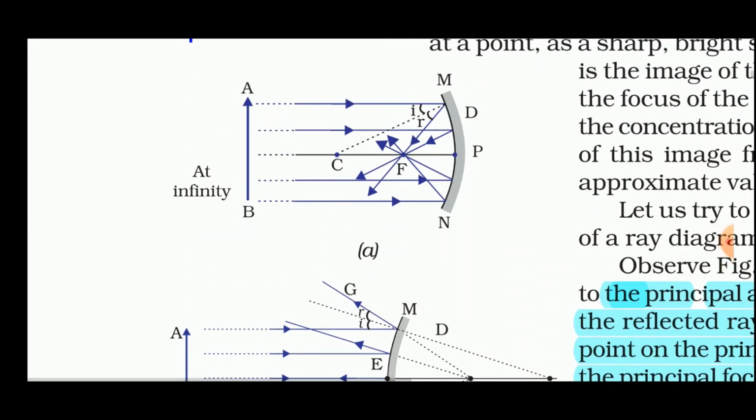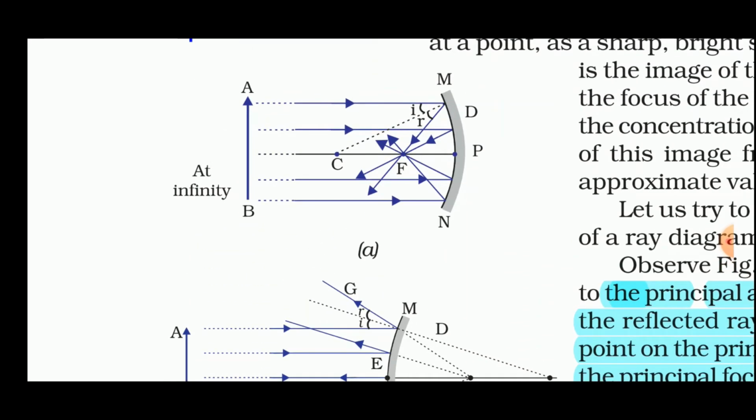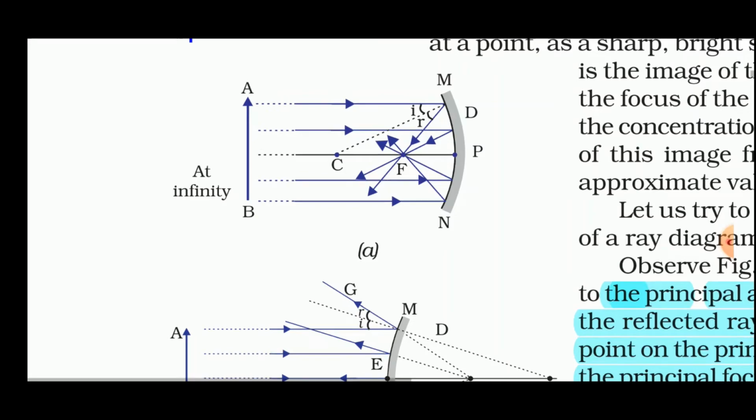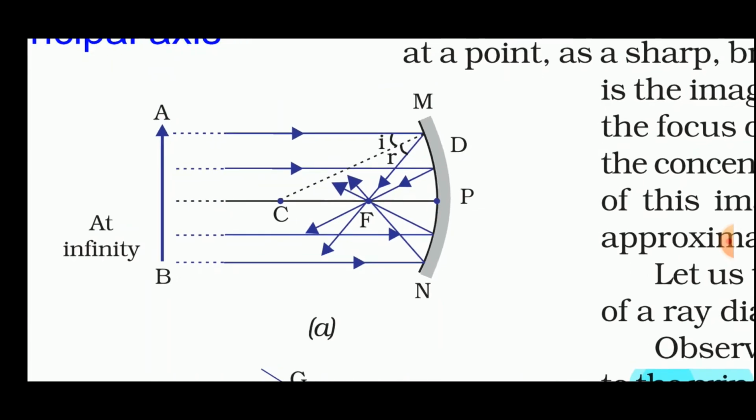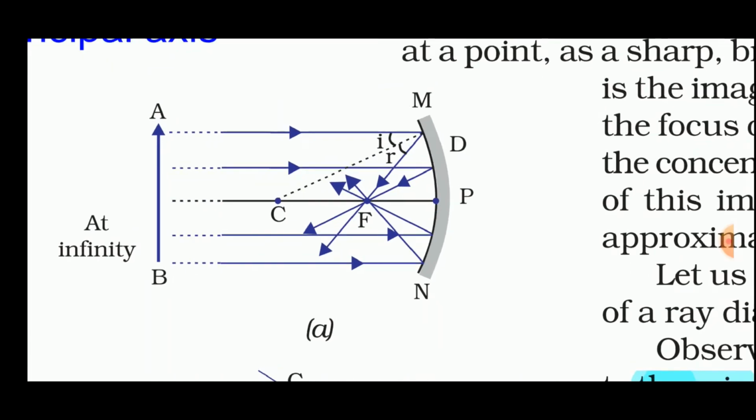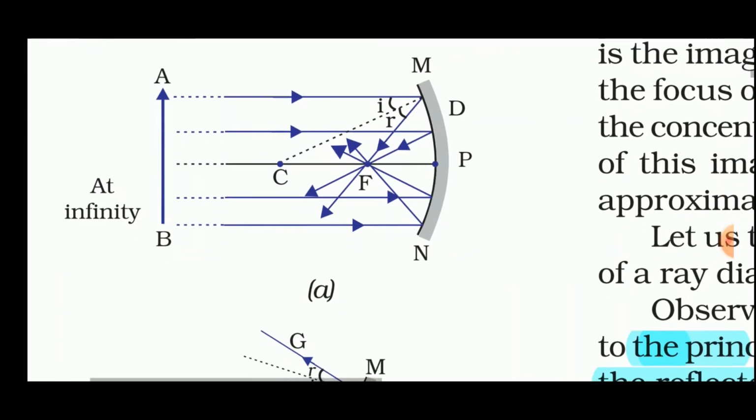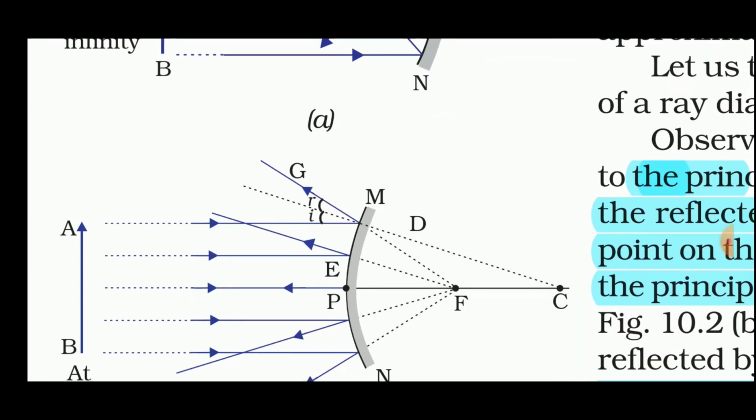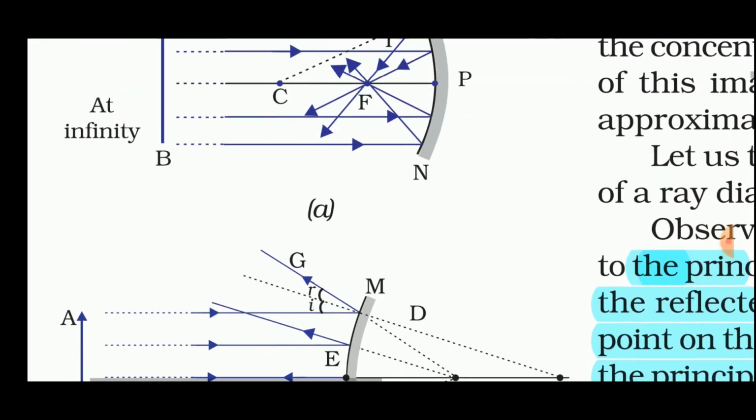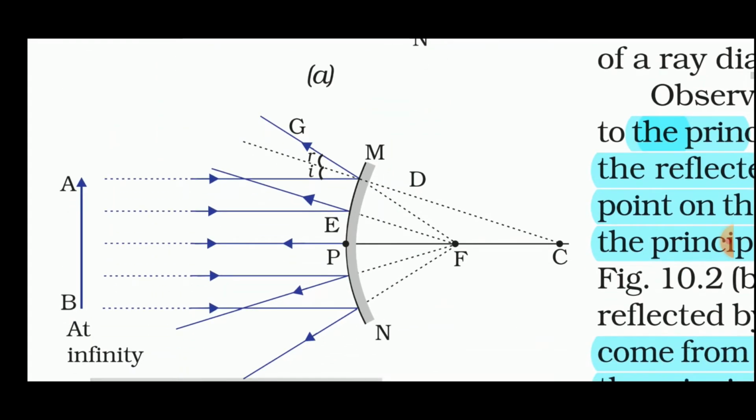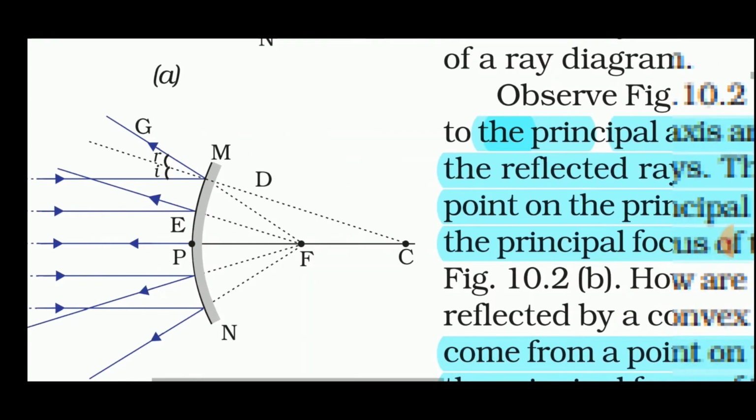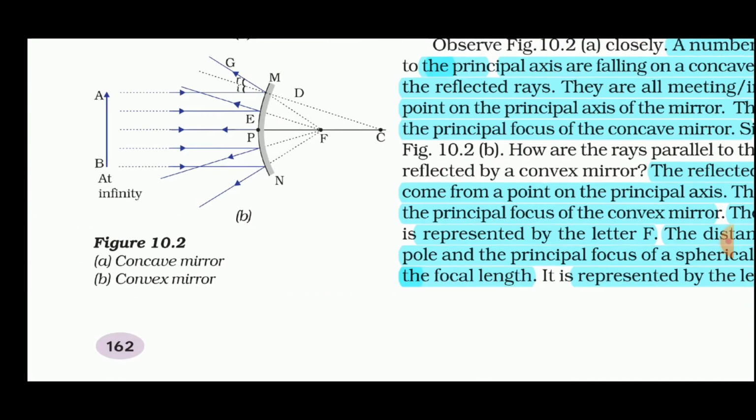Now this focal length is denoted by small f, and it is observed that the principal focus lies at the midpoint of the center of curvature and the pole of the mirror. The distance PC in this figure is called the radius of curvature, and it is denoted by R. The focal length is half of the radius of curvature. So here also F lies between P and C. In this case also, the focal length is half the radius of curvature.